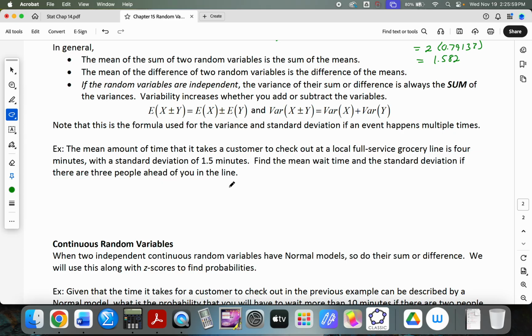If the random variables are independent, the variance of their sum or difference is always the sum of the variances. Doesn't matter whether you're subtracting or adding, you're going to add the variances. The adding people get. The subtracting, they're like, well, why don't you subtract?